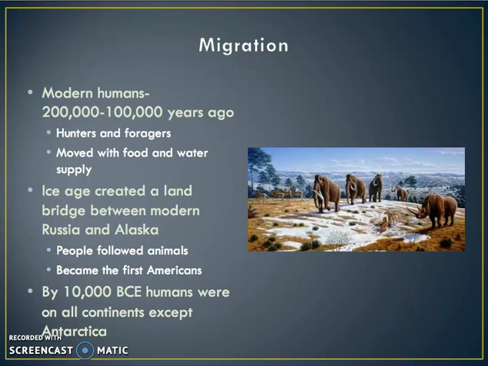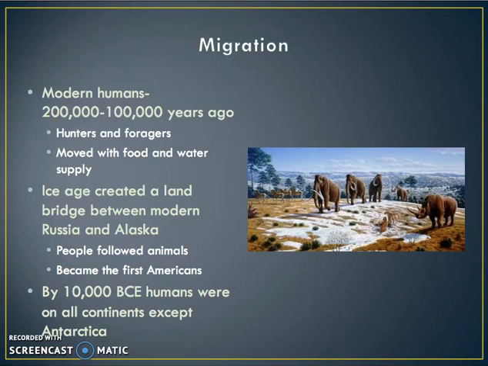Alright, so these first human beings were hunters and foragers, which meant basically that they would hunt for food and they would try and find the different foods that they would have. The problem with that is that they had to move with their food and water supply, so if the animals migrated, they had to migrate as well. Also, if the rivers changed or different water sources changed, they would have to migrate to find the different water sources.